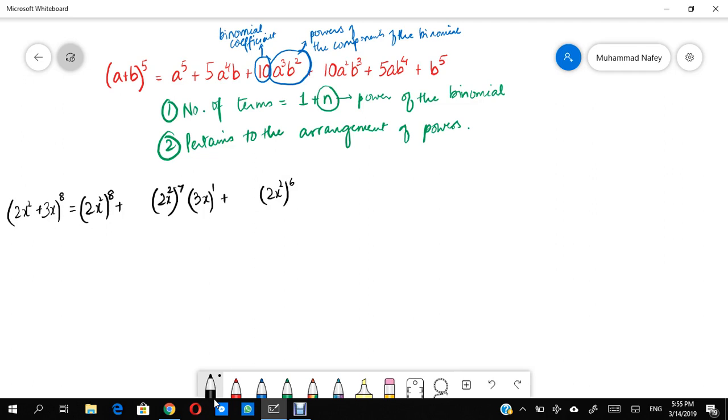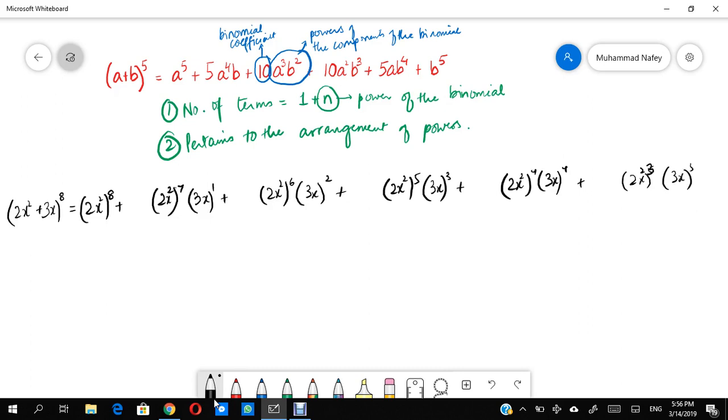So this becomes 6 now, and 3x now gets the whole squared. 2x to the power of 2 has a power of 5 now. 3x whole cubed. Add 2x squared to the power of 4 times 3x to the power of 4 again. Add 2x squared to the power of 5 times 3x to the power of 3, the power of 5.